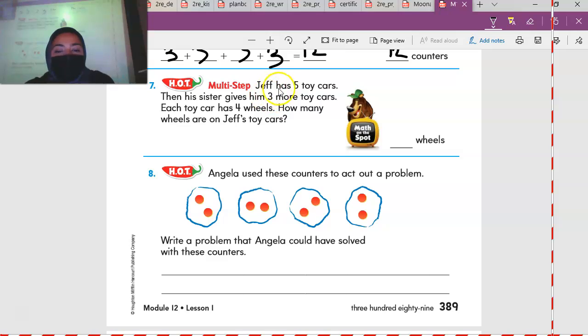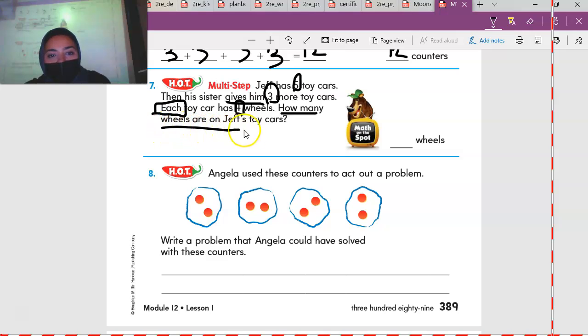Number 7, multi-step. That means it's a 2-step problem. Jeff has 5 toy cars. Then his sister gives him 3 more toy cars. Each is a keyword. I would definitely box that. Each toy car has 4 wheels. Underline the question: how many wheels are on Jeff's toy cars? So Jeff had 5. How many did his sister give him? 3. So what are we going to do first?